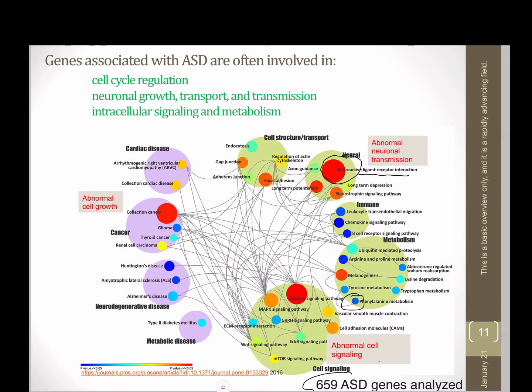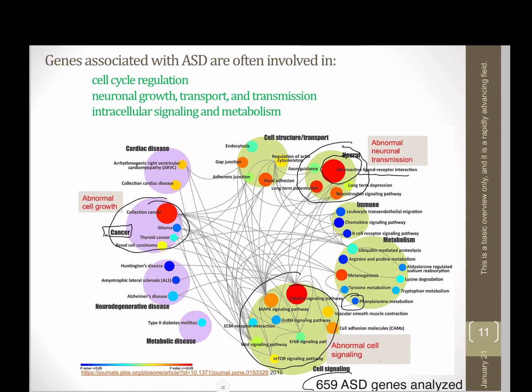So when we look at what the functions of these genes were, we can group them together and say, wow, there's a lot of genes here that have to do with neural development. There are a lot of genes that have to do with cell signaling, and there are a lot of genes that have to do with cell growth. These genes also overlap with cancer, just because cancer is also a disorder of cell growth.